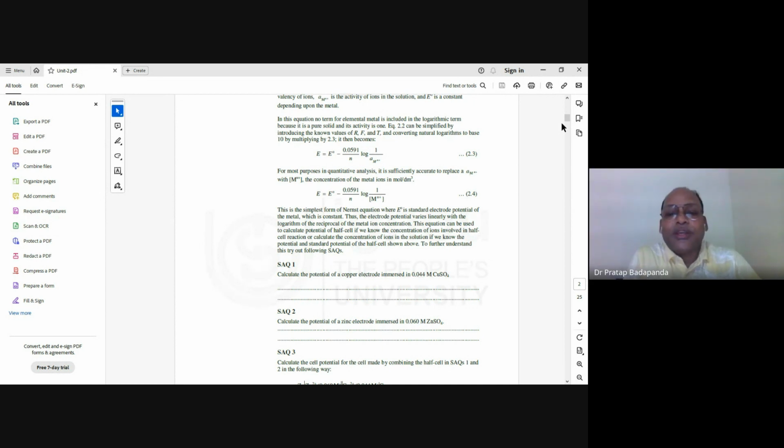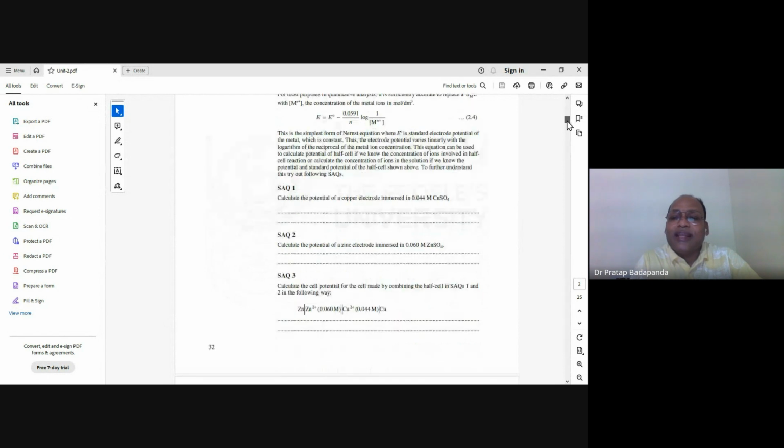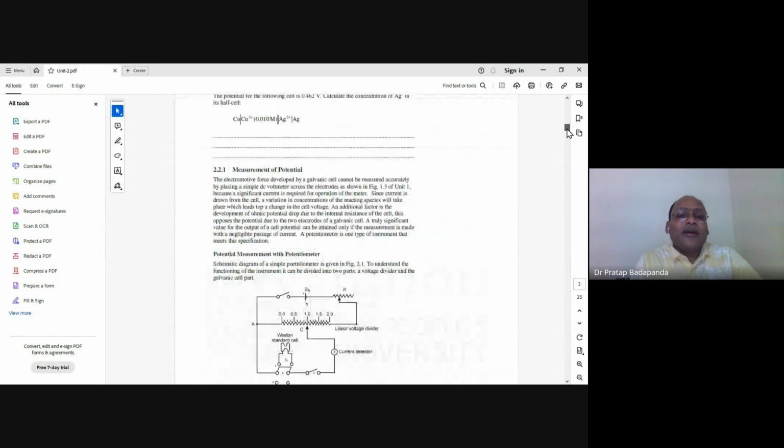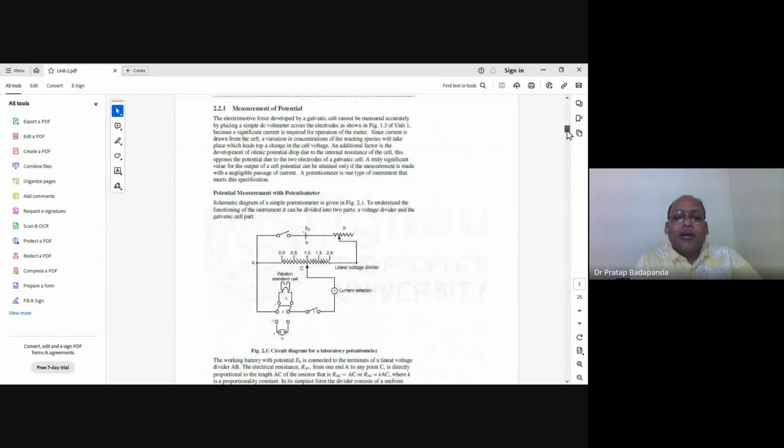Yes, thank you. So E cell is equal to E naught cell minus 0.0591 by n log 1 by M n+, right? Here the minus is in the formula. Got the point? So no need to worry about that. The value always will be the plus. The technical thing you have to think about is only whether it is plus or minus. Okay.